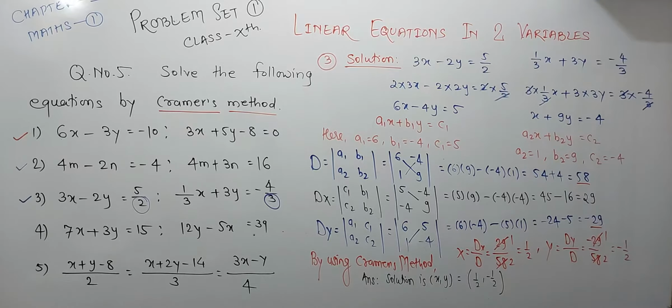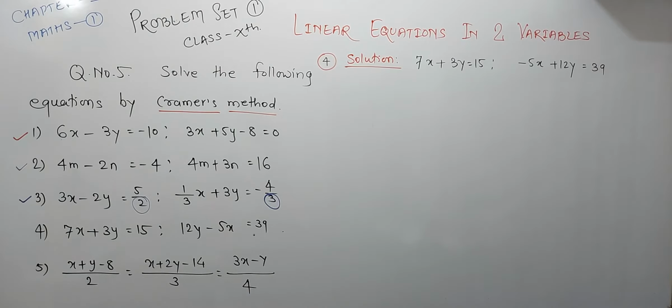Now we will see next question, that is question number 4. So this is the question number 4. 7x plus 3y is equal to 15. And second equation is 12y minus 5x is equal to 39. So just I have interchanged the variables. So 12y minus 5x can be written as minus 5x plus 12y is equal to 39.